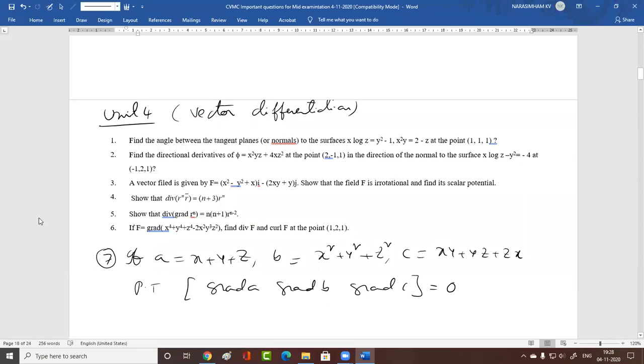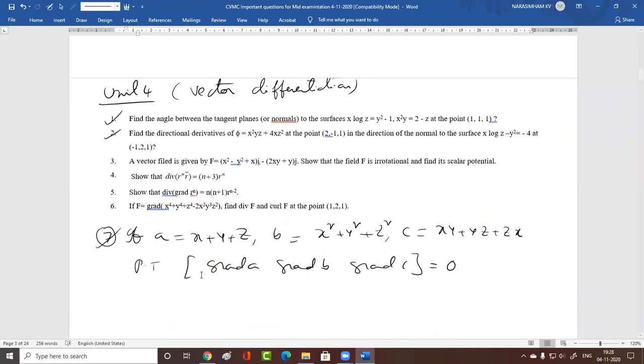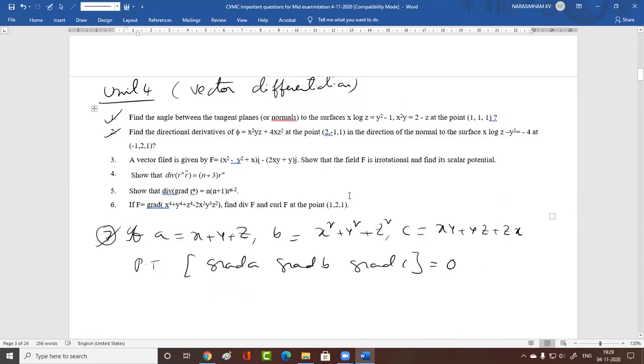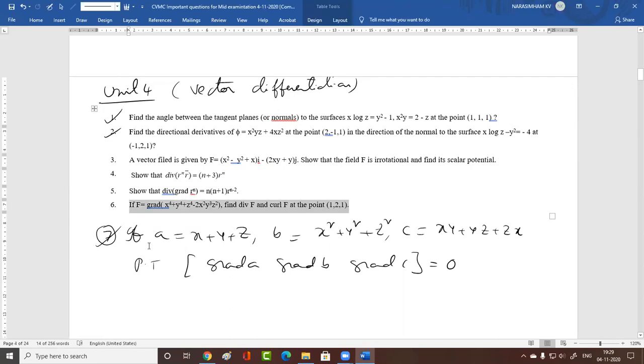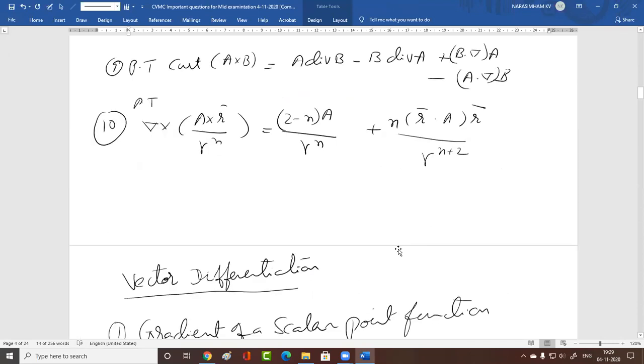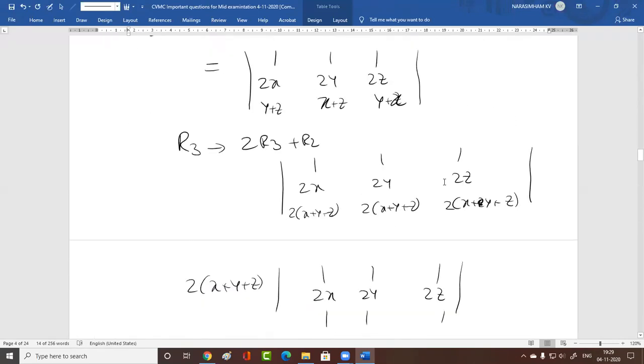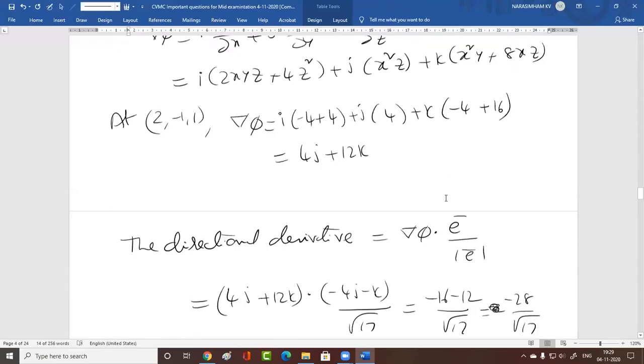So the first question is completed, the second one is completed, and the seventh one is also completed. Now the eighth sum is also completed. Okay, now coming to divergence and curl. I will take this problem, the sixth question. Shall I continue? Yes, sir.